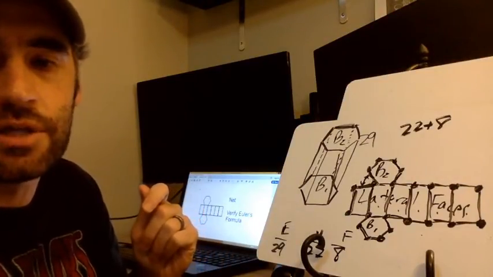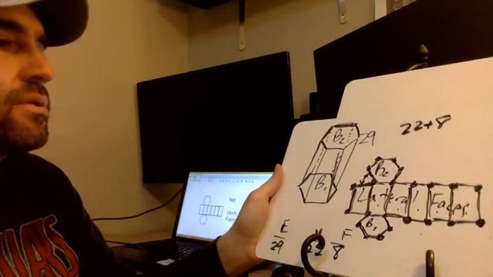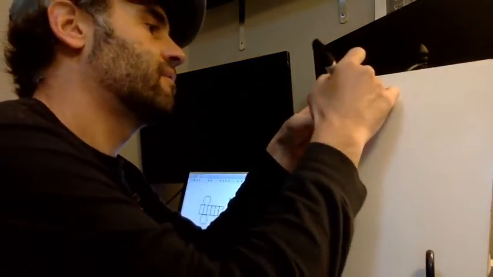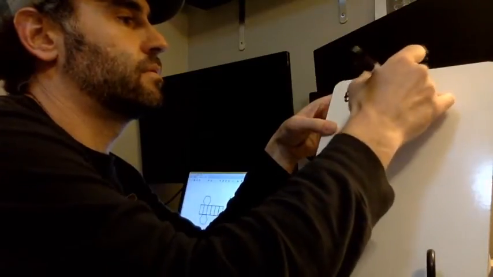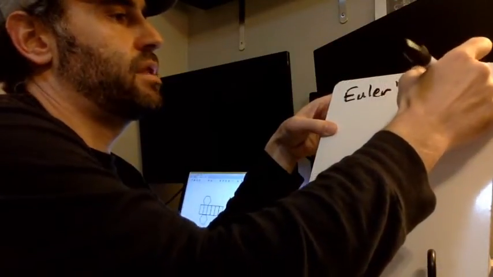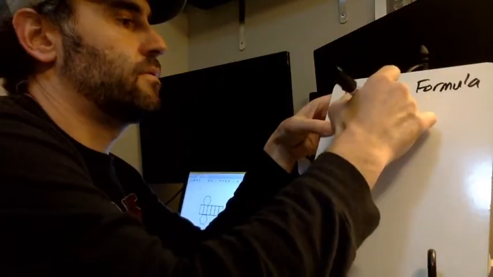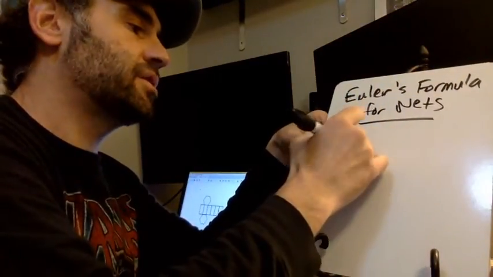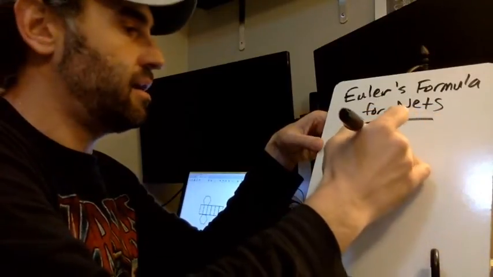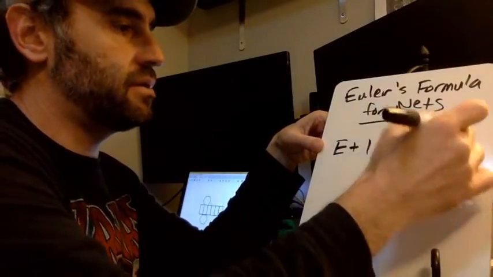Yes, and I see somebody's putting up the formula now. So let's go to Euler's formula for nets. Okay, so we have Euler again. Thank you, Euler. Formula for nets. And that's going to be edges plus 1. And that's equal to the faces plus the vertices.